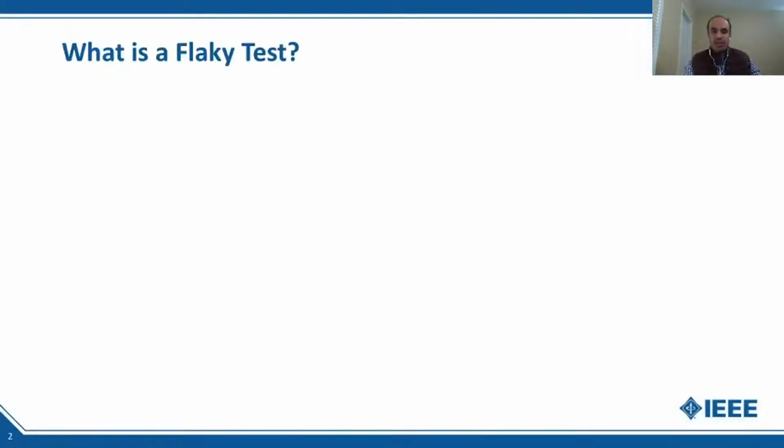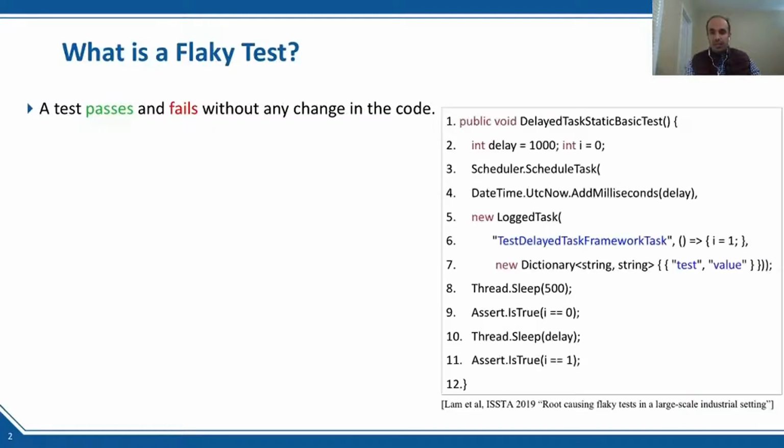So let's see first what a flaky test means. When a test gives two different outcomes, pass and fail, without any change to the code, the test is flaky. Let's see the following example to understand how a test can be flaky.